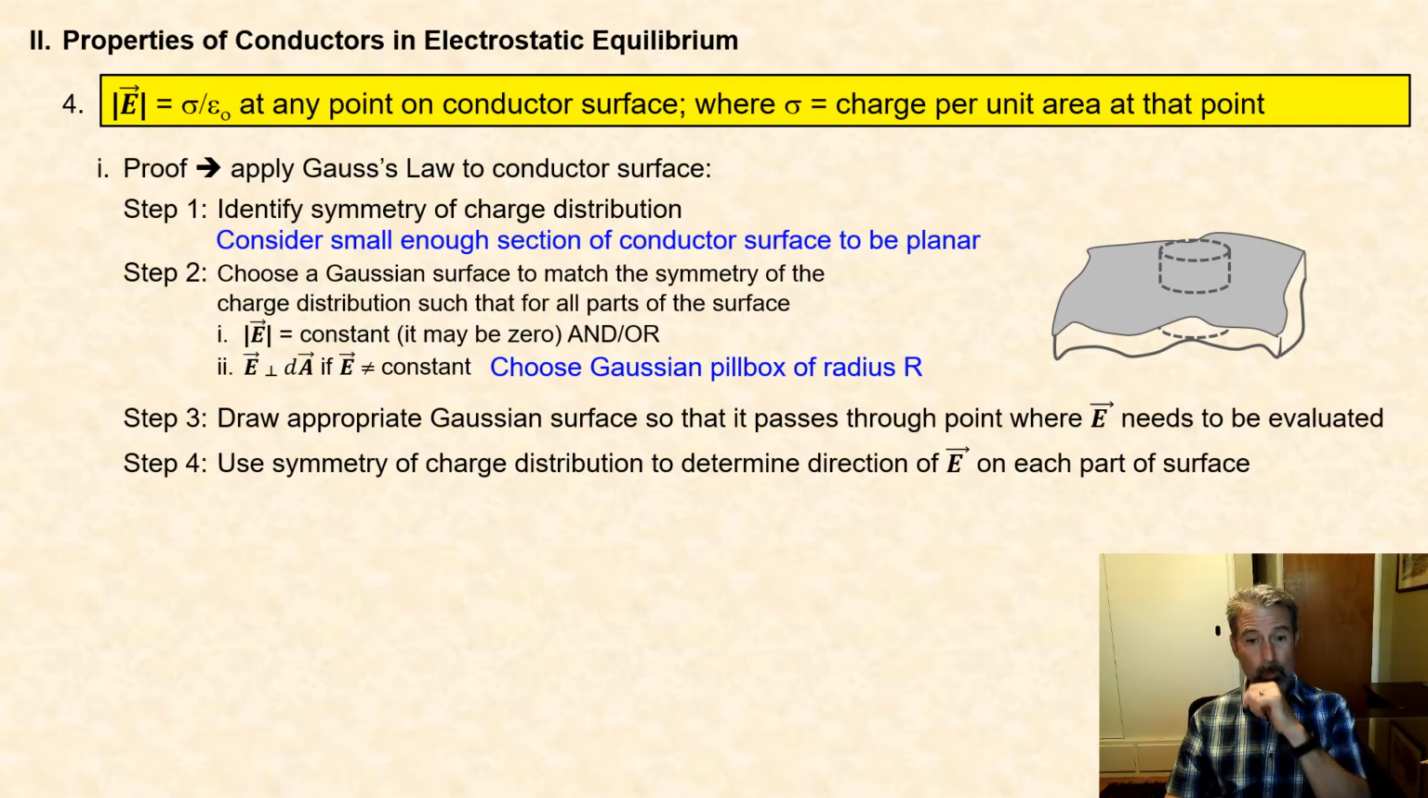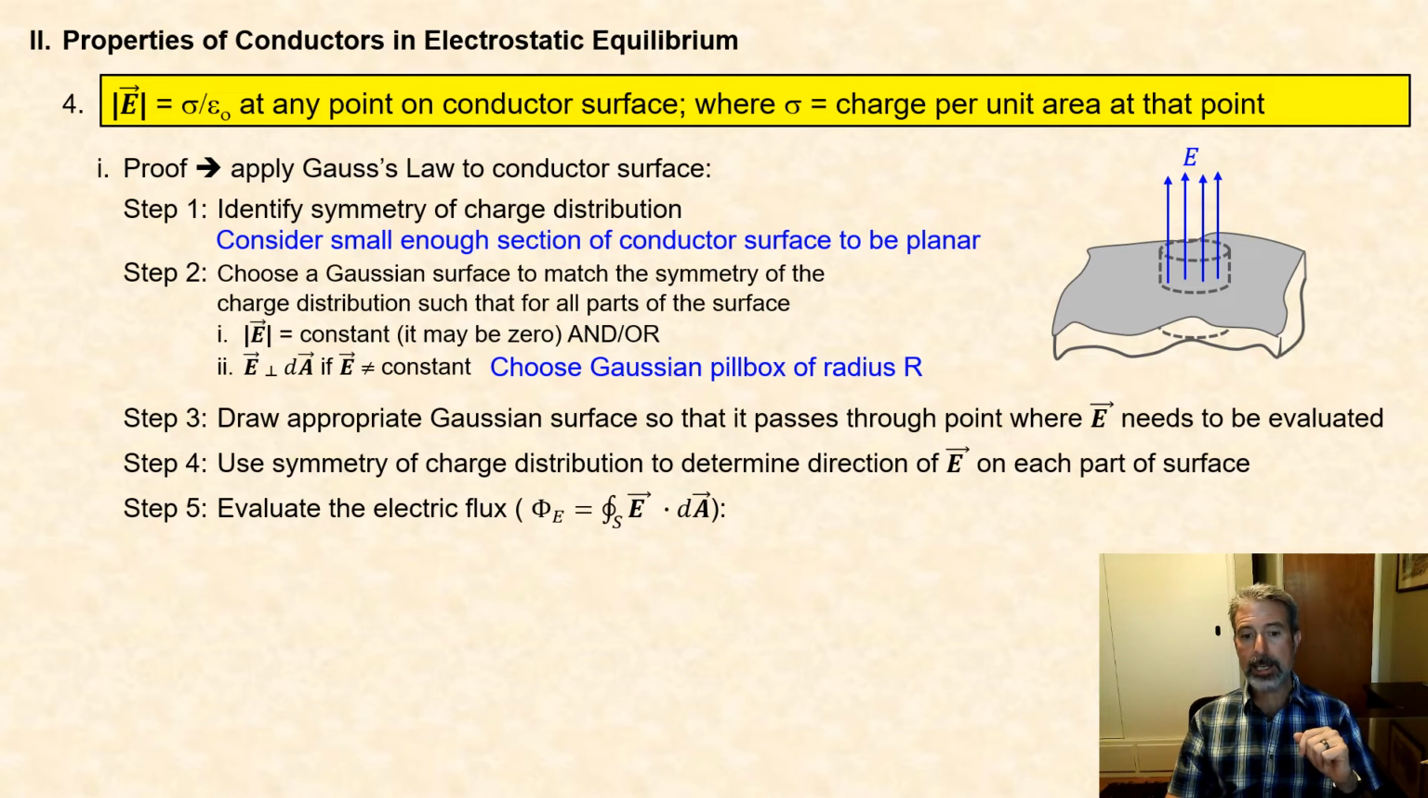And using the symmetry of the charge distribution to determine the direction of the electric field on that part of the surface, we know from what we said previously, in this previous property, that the electric field has to be perpendicular to the conductor surface. So we'll draw in some field vectors here to represent that. And at this point, we're ready to start applying Gauss's law. We're going to start by evaluating the left-hand side, that is the electric flux.